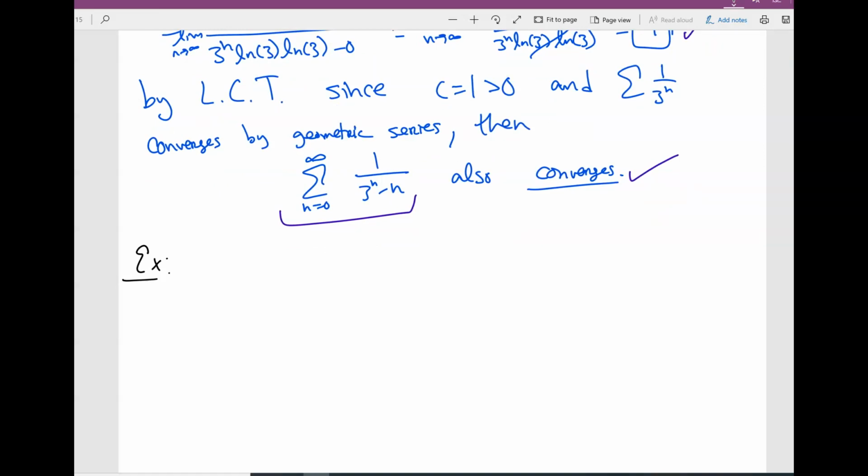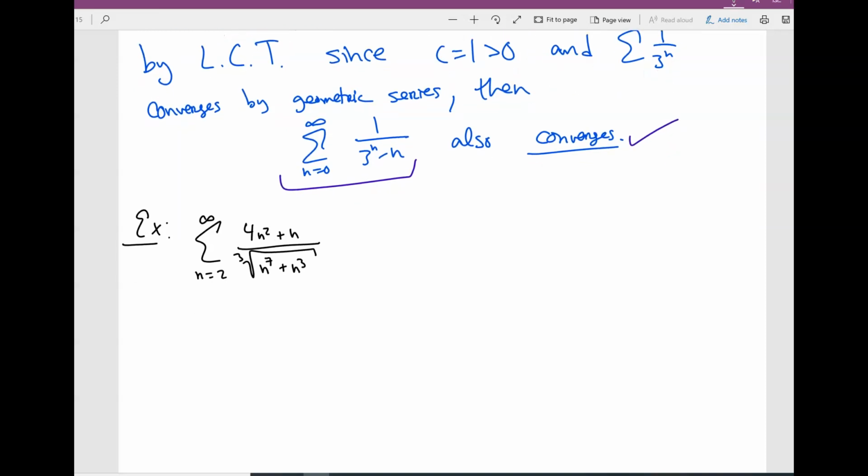So let's say, for example, we want to find the sum from n goes from 2 to infinity of 4n squared plus n divided by the cube root of n to the 7th plus n cubed. Okay, so let's go ahead and try to use the limit comparison test here.